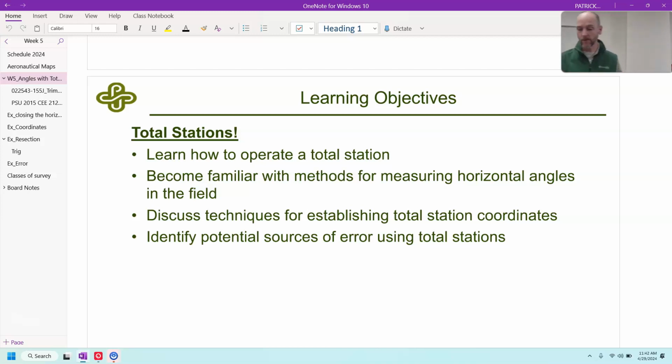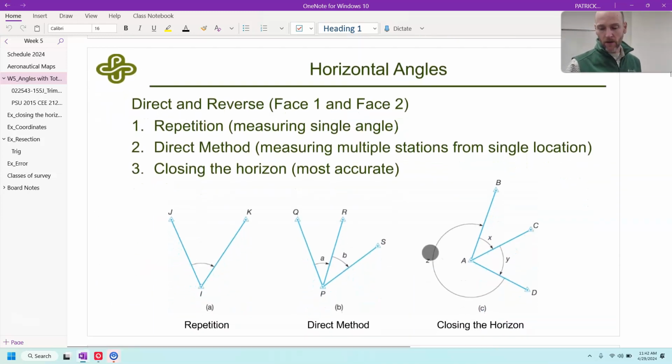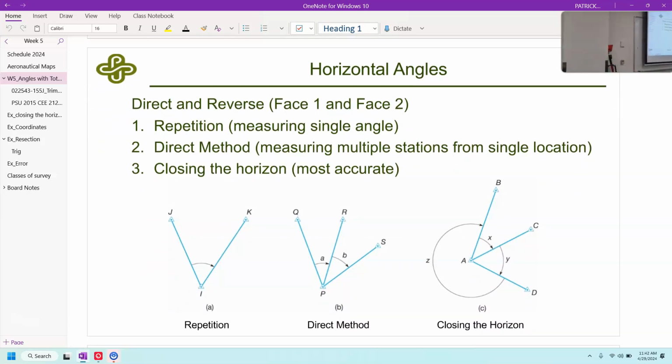And then lastly, we'll talk some about the errors we have with our angles. So I'm going to go ahead and set up the instrument here, and then we'll talk about some of these various methods of measuring angles.